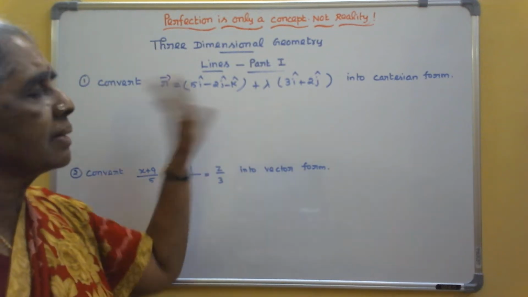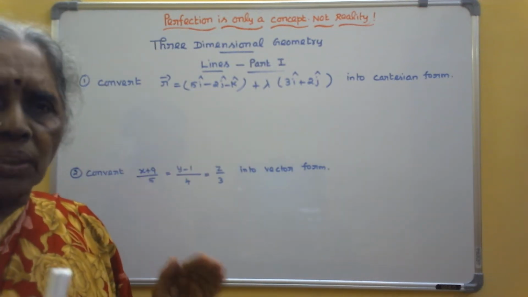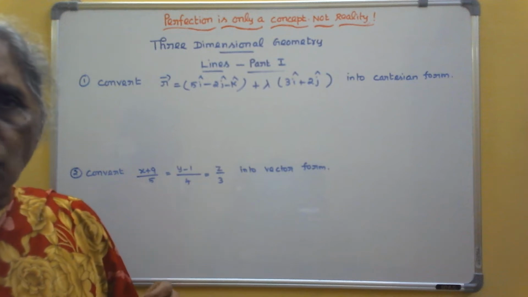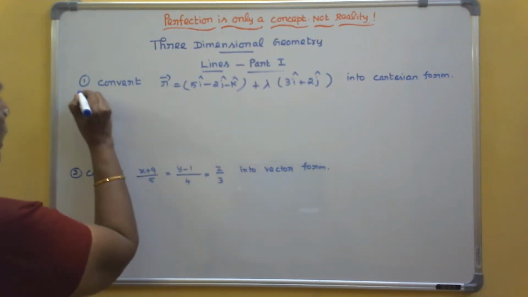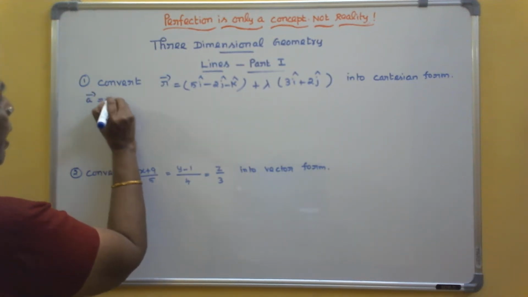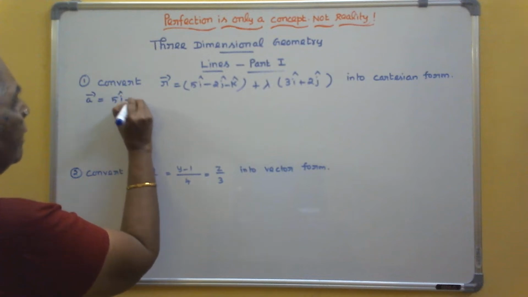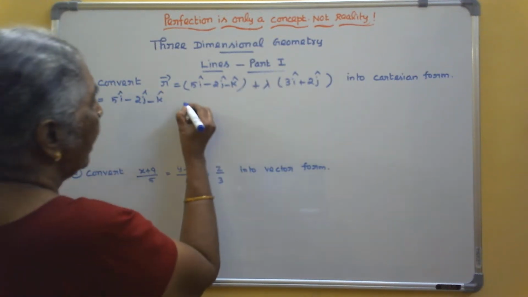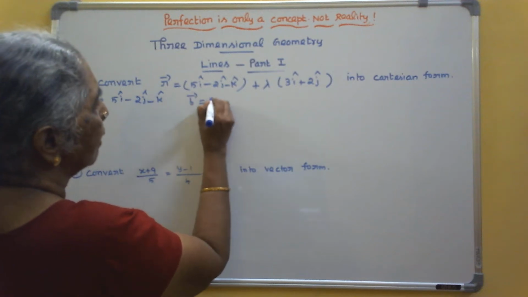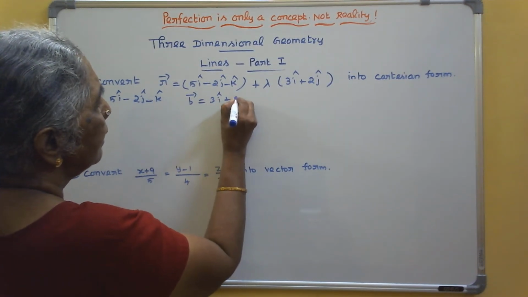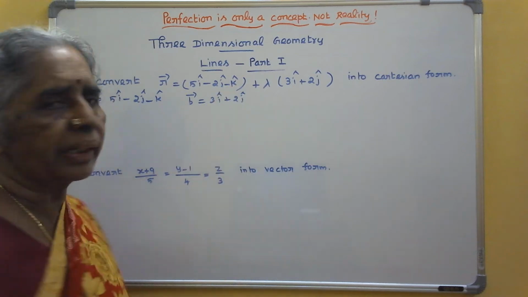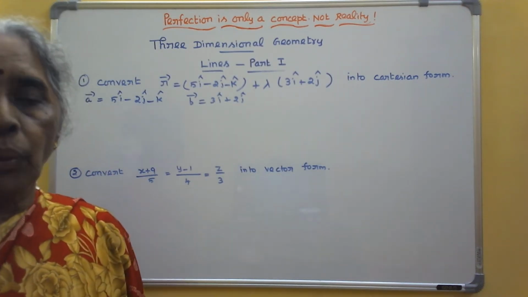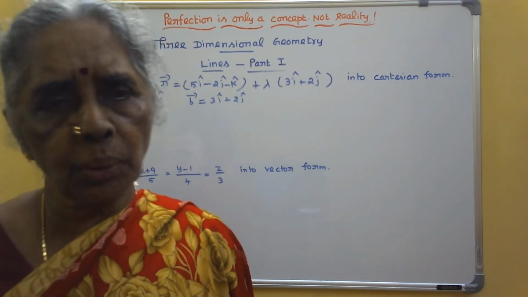Now, this is the vector equation. First, let me recognize what is what. That is, this one, this is my a vector. That is the point, isn't it? So, I will write that. This is the point. And that is the parallel vector. That is b vector is 3i cap plus 2j cap. Now, I am going to convert these two into Cartesian form.